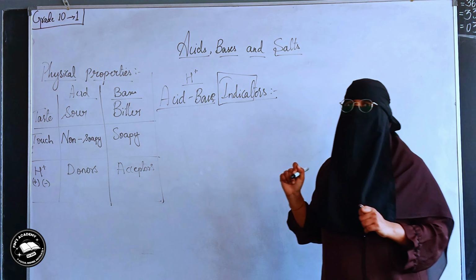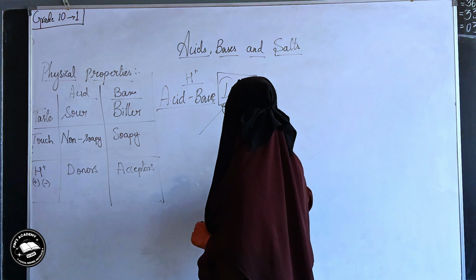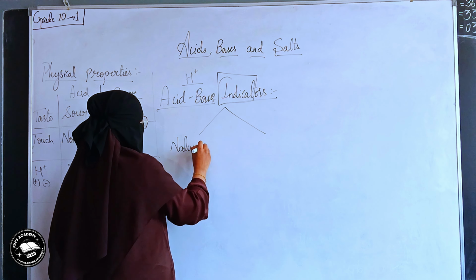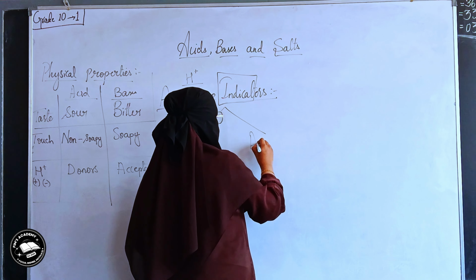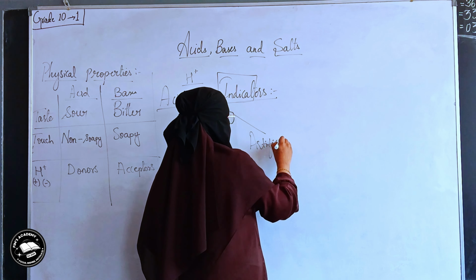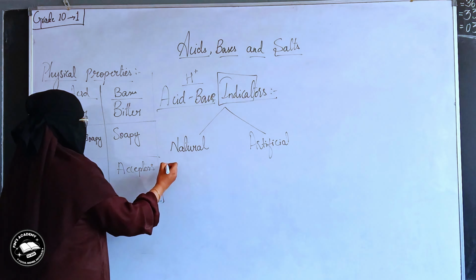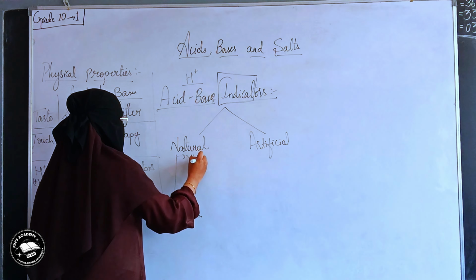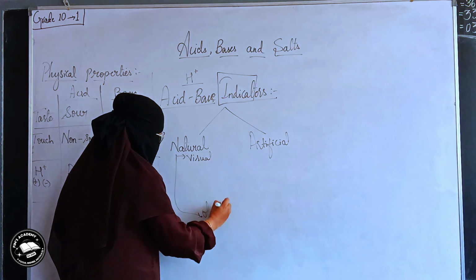Acid base indicator. Coming to the next one, if you talk about these acid base indicators, they can be of two types. One is natural indicators, which can be obtained naturally from nature, and the second one is artificial indicators. Among the natural indicators, again we have two types. One is visual indicators. Next one is olfactory indicators.